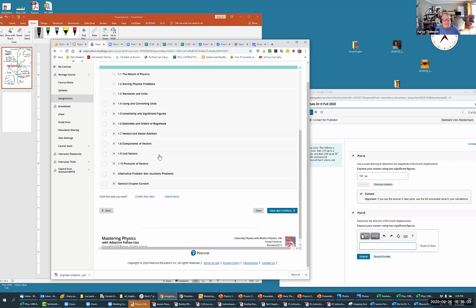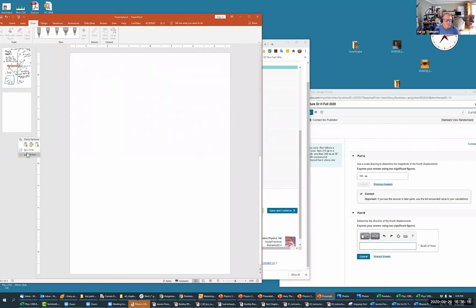So there's vector addition, components, units, products. Anybody have any interest in those? There's no cross product, just the dot product. We'll use cross product a little later. I know it's in chapter 1, and maybe there's a problem with a cross product, but it won't be on the exam.